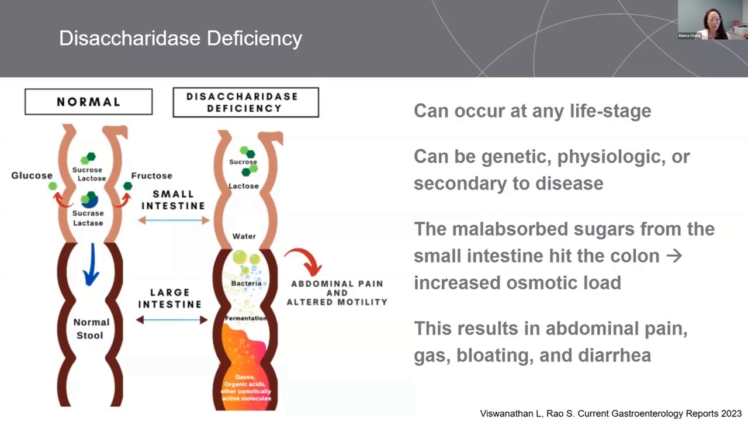And while it's traveling through the intestinal tract, it's also drawing in water. What happens is it's increasing that osmotic load, and that results in the symptoms of disaccharidase deficiency or lactase deficiency. So namely bloating, diarrhea, but it can also cause gas and abdominal pain.